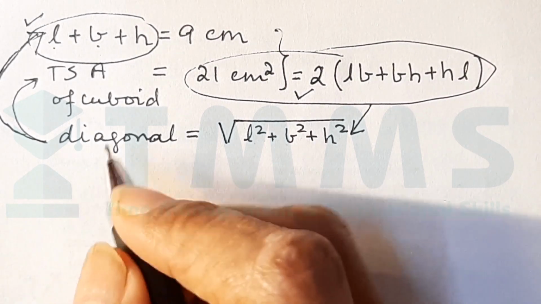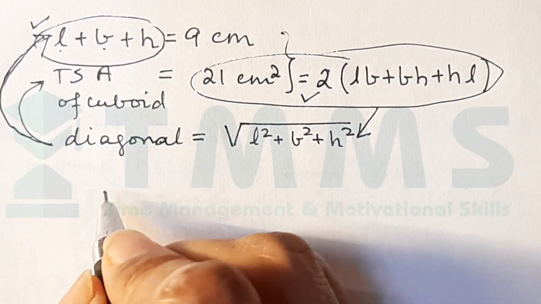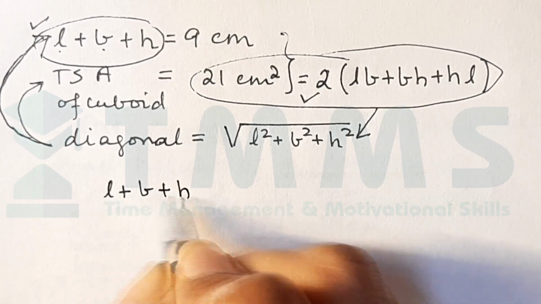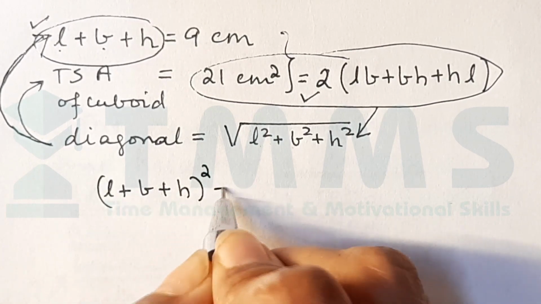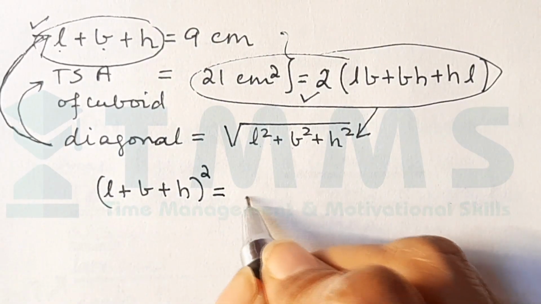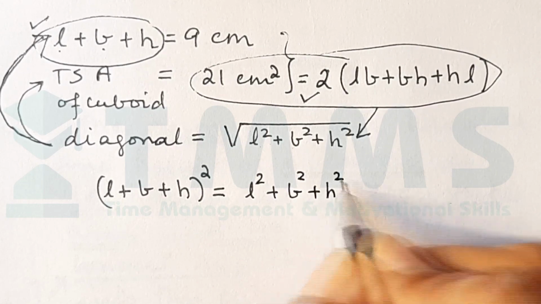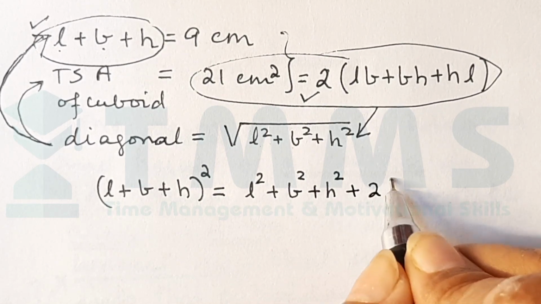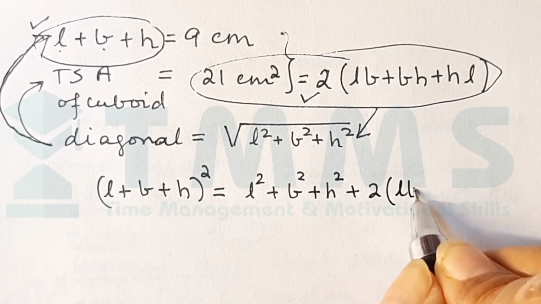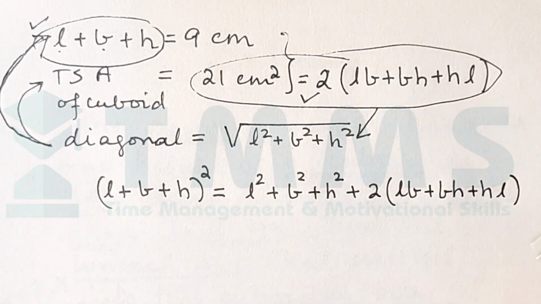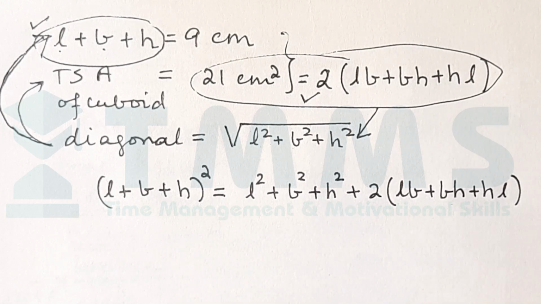So remember, that is your tip number 3. When we apply our formula, we have (L plus B plus H) whole square will be equal to L square plus B square plus H square, and plus it will be 2 into bracket LB plus BH plus HL. Got that? Which formula have we used?